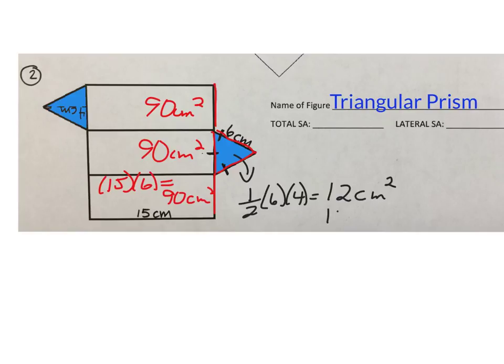Now we got to add 12 for the second base, and then we add in our other sides for a grand total of 294 square centimeters. Now the lateral, of course, is just the red section, not your triangles, because it's a triangular prism. So those add up to 90 times 3, 270 square centimeters.